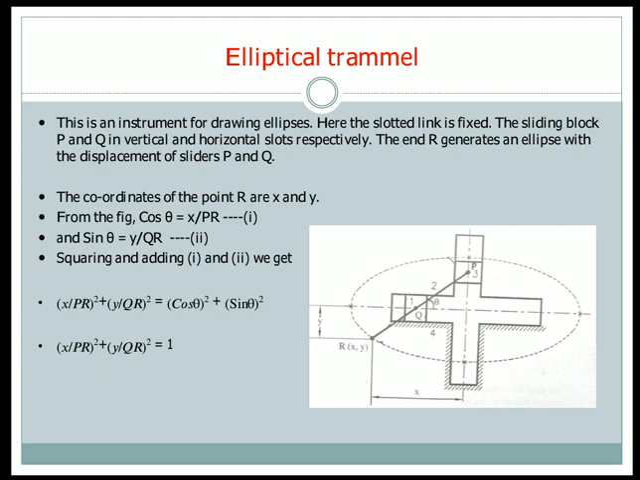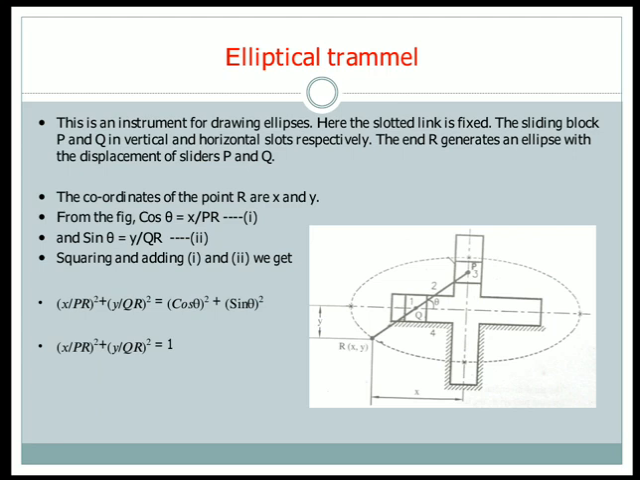The sliding blocks P and Q move in vertical and horizontal slots respectively, so they can slide in the horizontal and vertical slots. The curve generated is an ellipse, from the displacement of sliders P and Q. The coordinates of point R are X and Y. The vertical distance is Y and the horizontal distance from the mean position is X. From the figure there is an angle theta. Cos theta is given by adjacent by hypotenuse. The adjacent side is X and the hypotenuse side is PR.